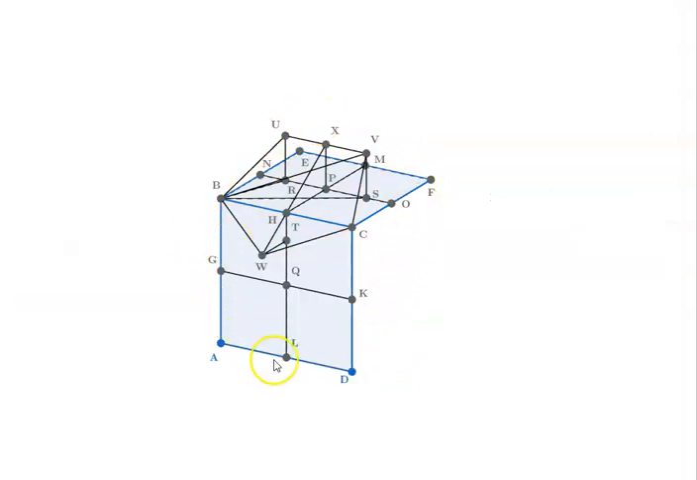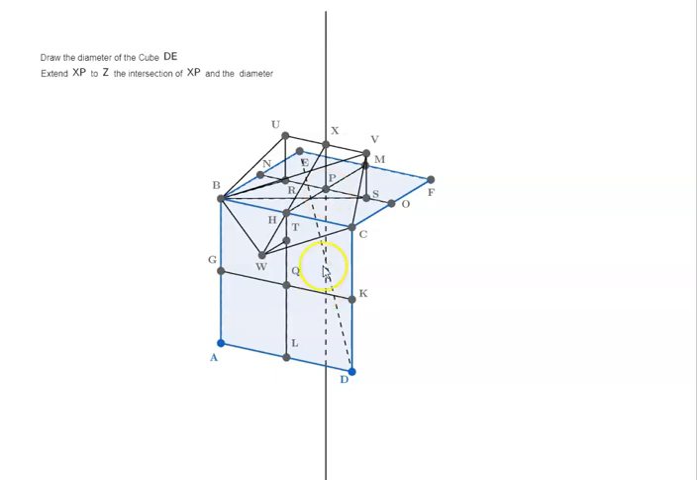Now we have to visualize this dodecahedron inside the given sphere. So let's proceed with that part. Draw the diameter of the cube DE. So let's join DE. Now extend XP to Z, the intersection of XP and the diameter. So we draw a perpendicular line and we take the intersection of this line with the diameter DE. Here Z is the intersection.